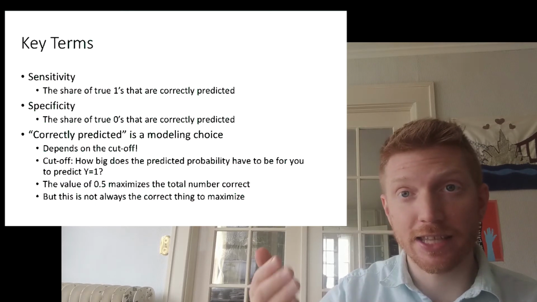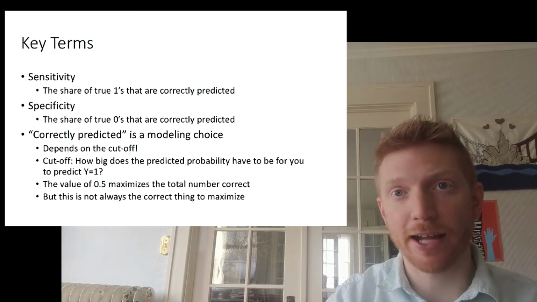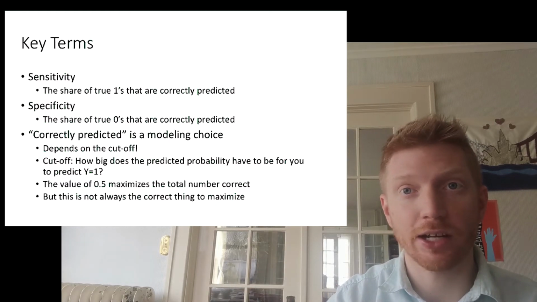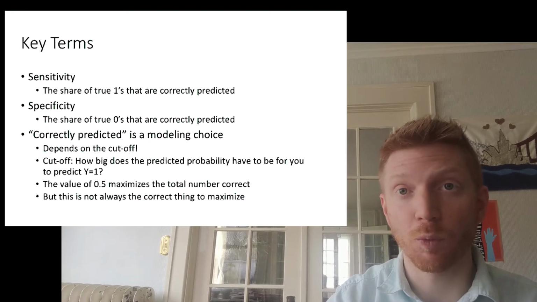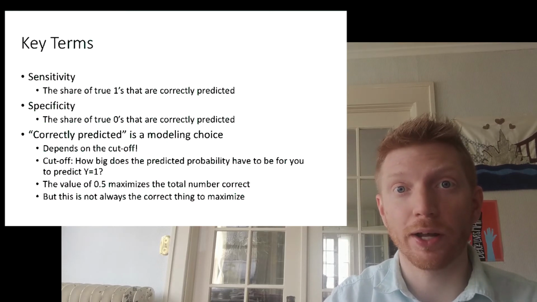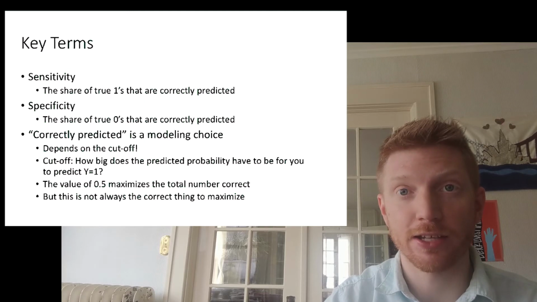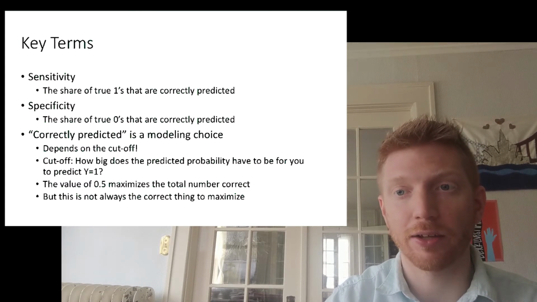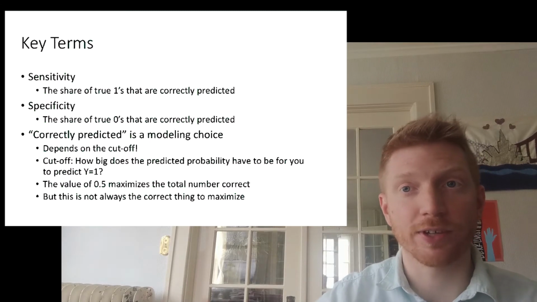It will be the case that 0.5 is going to maximize the total number of correct. However, this is not always going to be the thing that you want to maximize. So when you're doing any sort of model like this, you need to think carefully about what you are trying to maximize in the picking of a particular cutoff. It obviously depends on what you're modeling and what the loss is for getting something wrong.